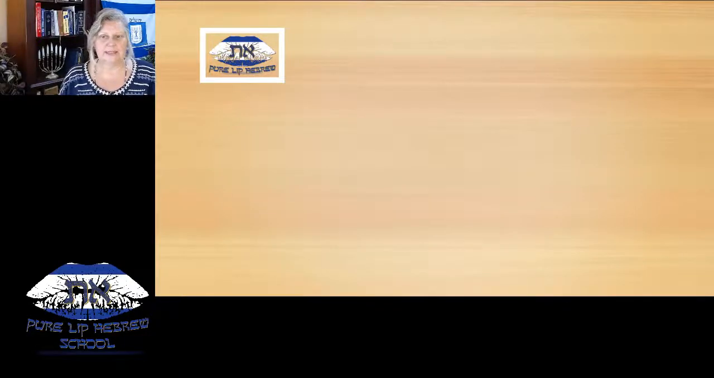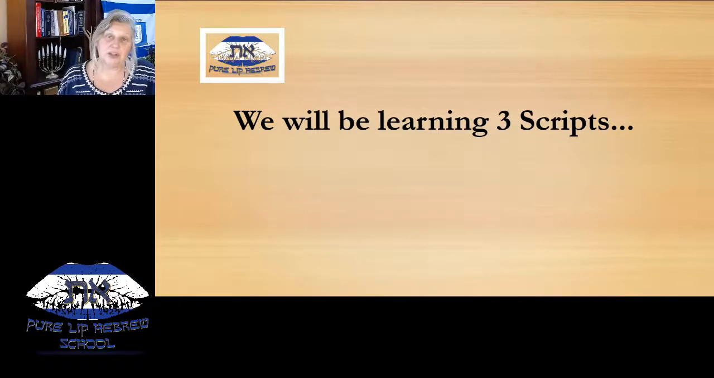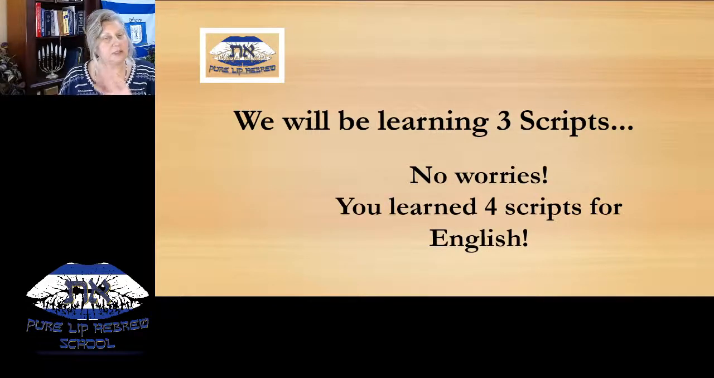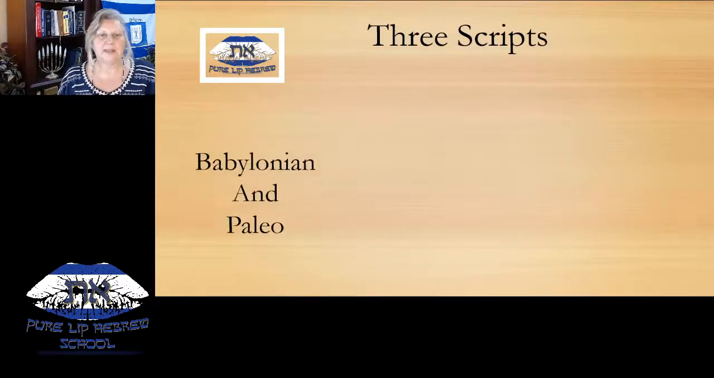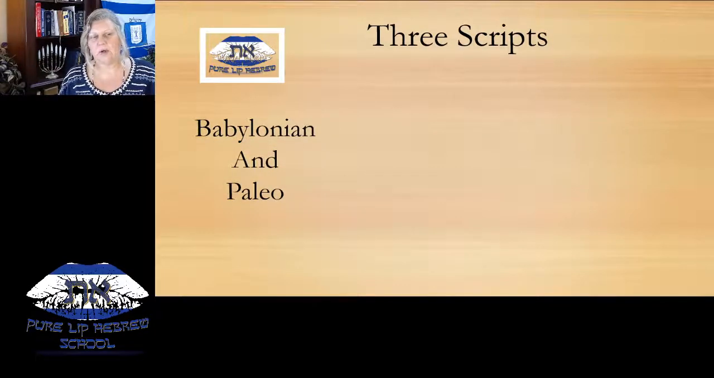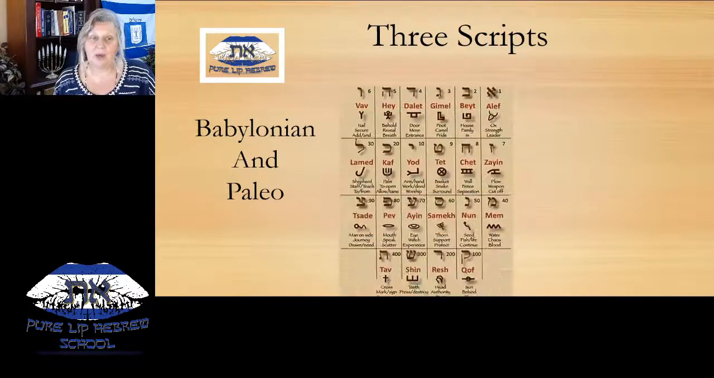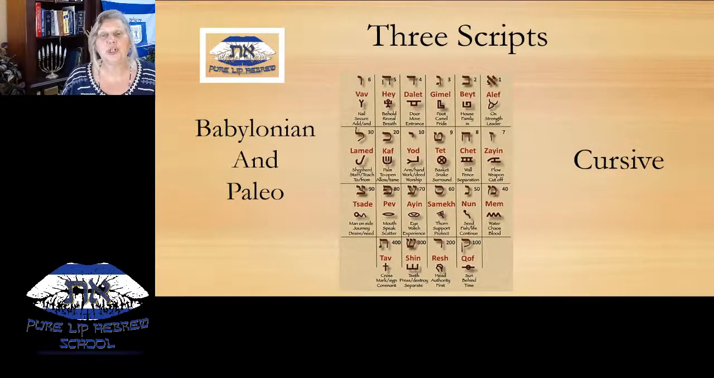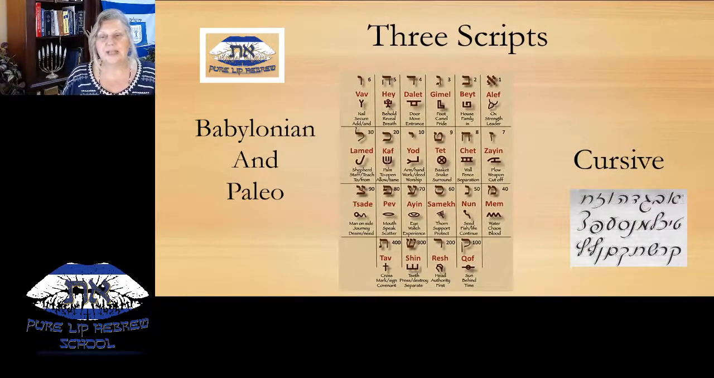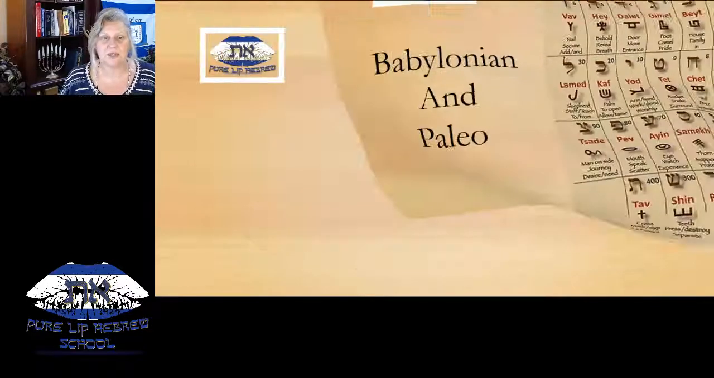So, we will be learning 3 scripts. Now, no worries. You learned 4 scripts in English. This is totally doable. Let's look at the 3 scripts. We're going to learn Babylonian and Paleo. That top line is the Babylonian. The one under it, the little pictures, are the Paleo. We're going to learn cursive. It's important to know all of these, just like the 4 English. All three of these are used in Israel today.